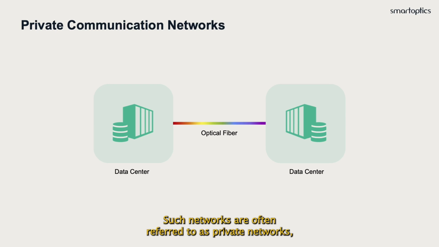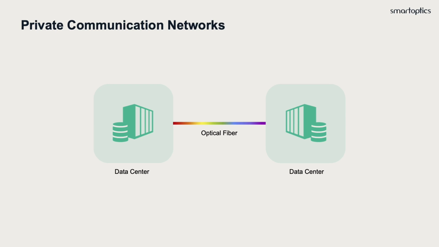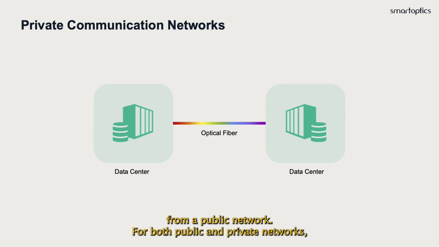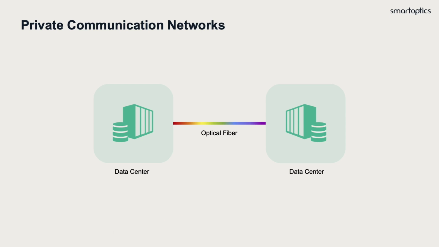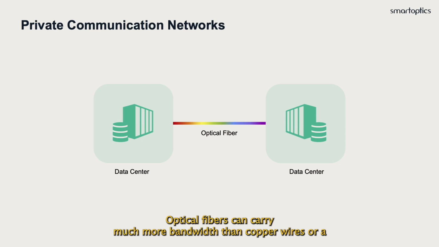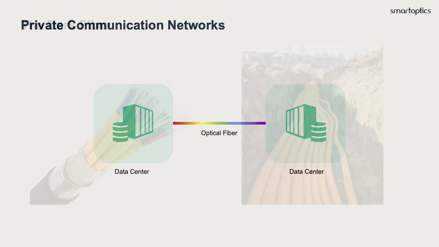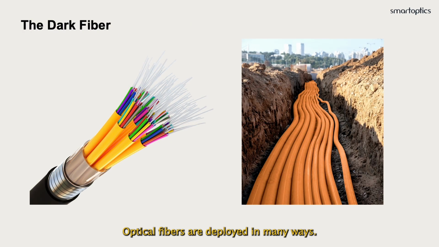Such networks are often referred to as private networks, although they may actually lease their transmission capacity from a public network. For both public and private networks, optical transmission techniques, that is, data is sent as light over an optical fiber, have become the dominant technology. Optical fibers can carry much more bandwidth than copper wires or a radio link, and they are less susceptible to interference and signal degradation. Optical fibers are deployed in many ways.